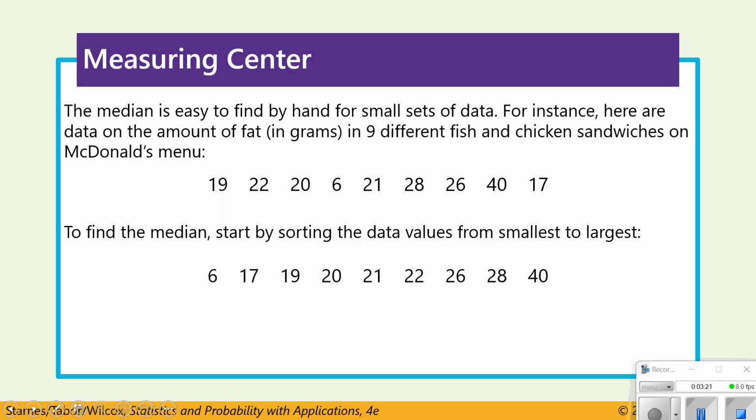So they tell me right here that we have 9, which is an odd number, so I know that I'm going to get one number in the middle. So we're going to start crossing off. So 6 and 40, 28 and 17, 19, 26, 22 and 20, 21 is the middle.